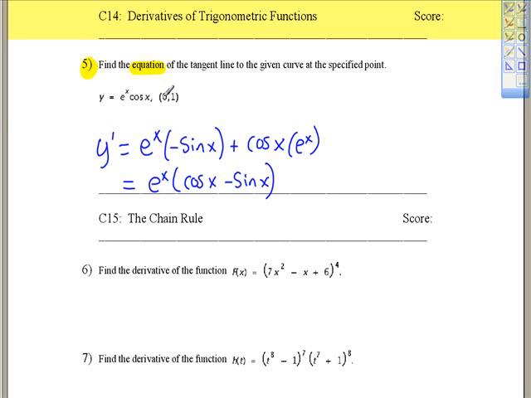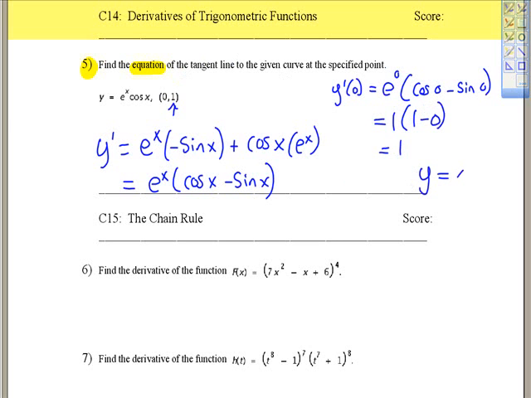Let's evaluate that when x is 0. So y prime at 0 gives me e to the 0 times cosine of 0 minus sine of 0. Well, e to the 0 is 1. Cosine of 0 is also 1, and sine of 0 is 0, so this whole thing evaluates to 1. I've got a slope of 1 and a y-intercept of 1, so my equation is y equals 1x plus 1, the equation of the tangent line at the point (0, 1).